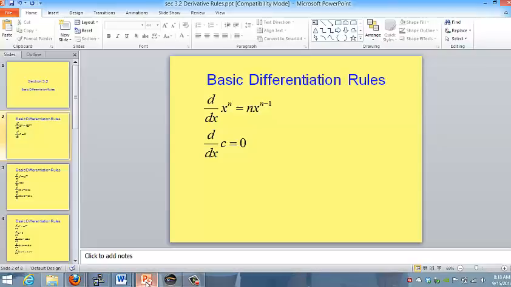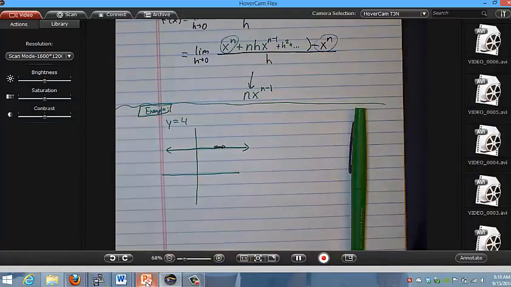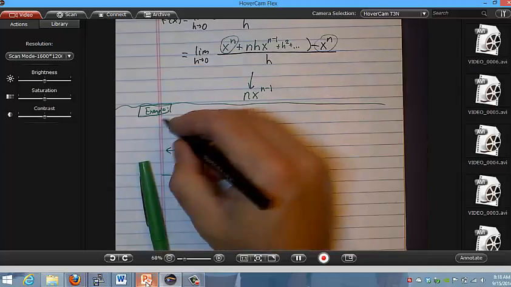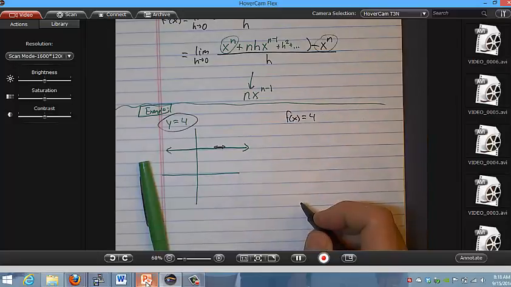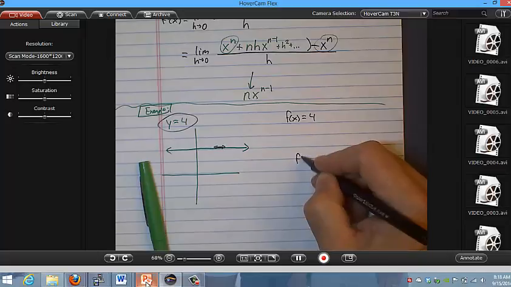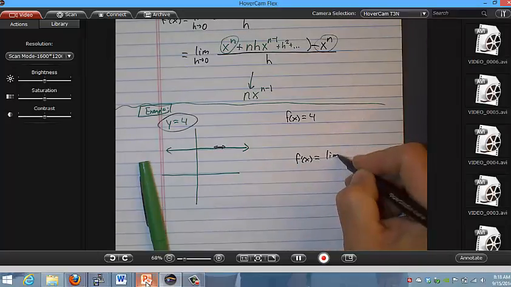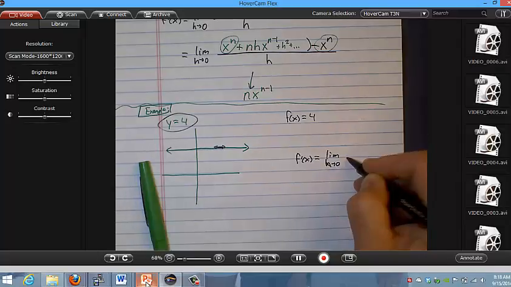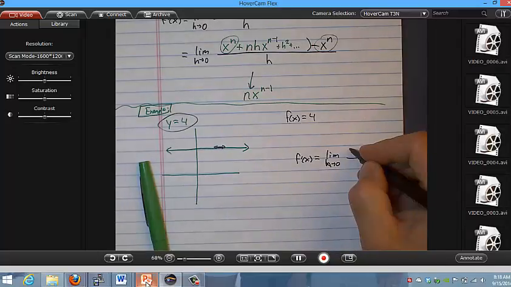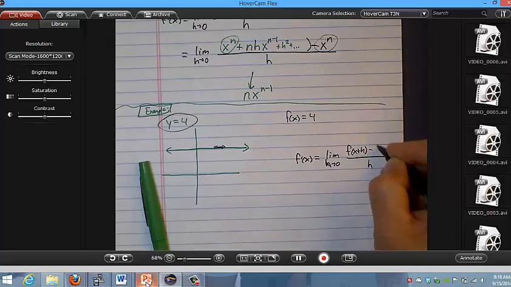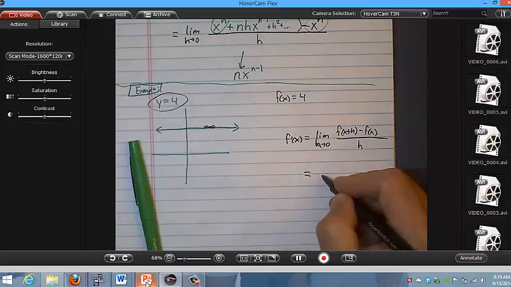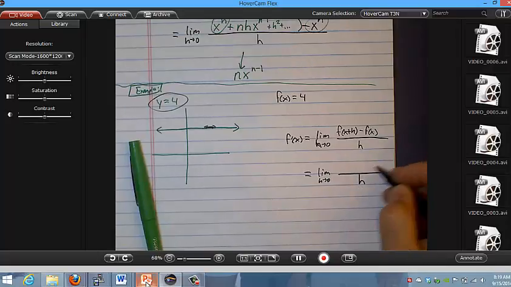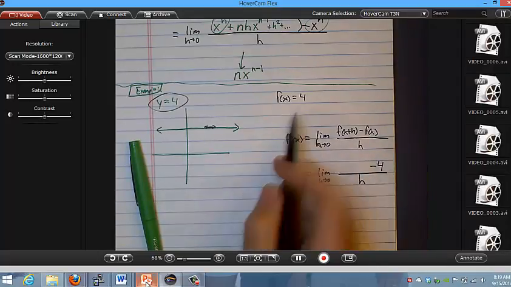But you wonder, is there another way of understanding it? Well, remember, we can always go back to the definition. If I say f of x now is 4, and I try and compute f prime of x using the definition, limit as h goes to 0 of f of x plus h minus f of x over h. Now when I go to fill in the items, my denominator is h, my numerator, I'm going to be subtracting 4 because that's what we said the function was.